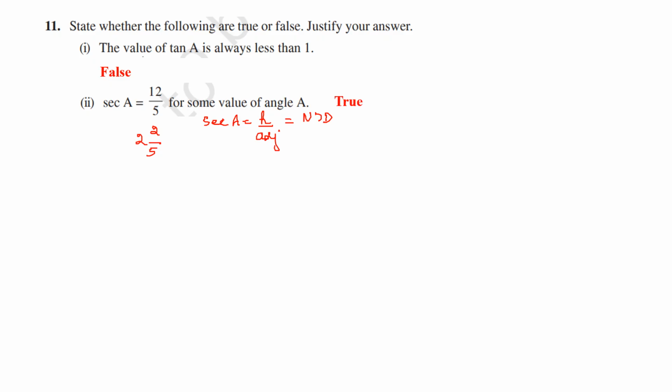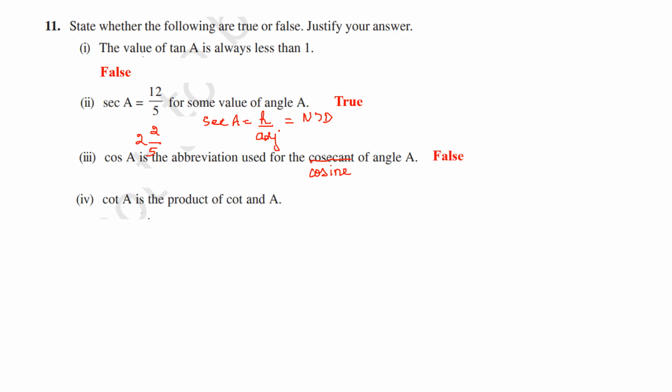So this is true. Now the third one, cos A is the abbreviation used for the cosecant of angle A. It is not cosecant, it is cosine of angle A. So this is false. Next is cot A is the product of cot and A. It is not the product of cot and A. It is a short form of cotangent of angle A, isn't it? So always remember, it is not the product of cot and A. It is just written in the short form for cotangent of angle A. So this is false.